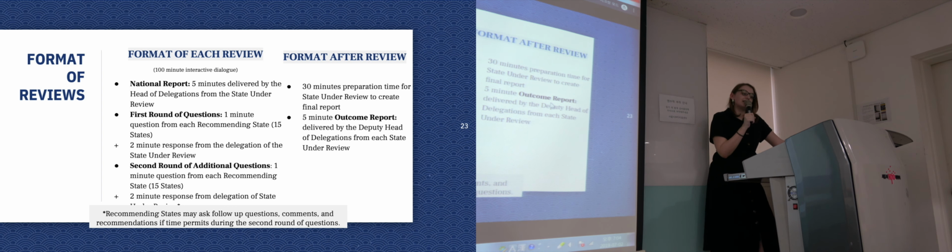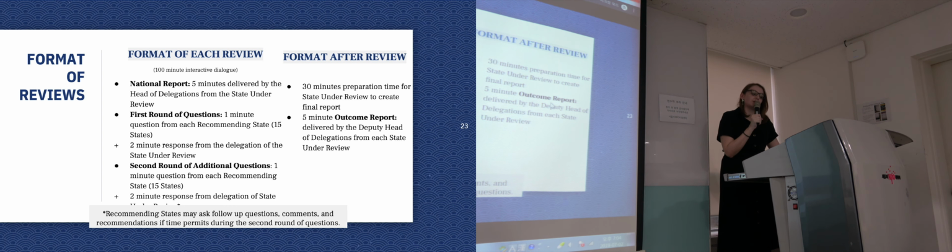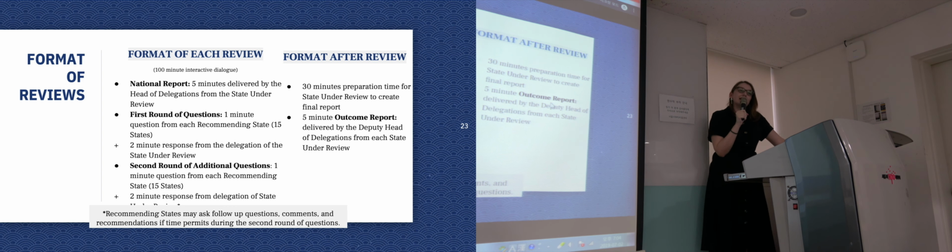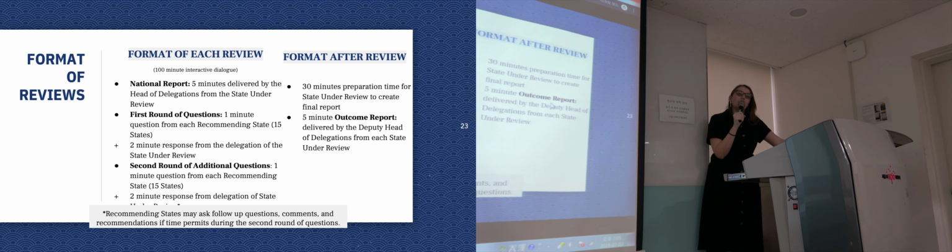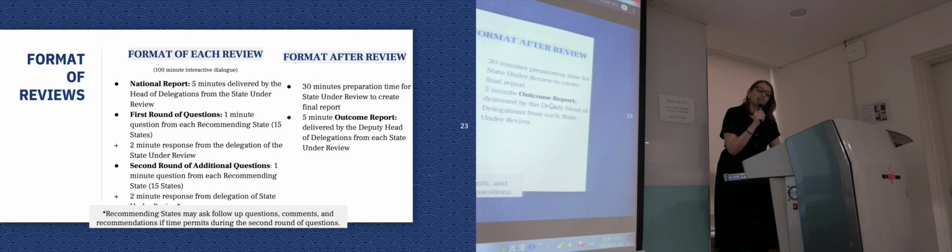We'll then move on to the second round of questions, where each recommending state will again present a 1-minute question, and there'll be a 2-minute response from the state under review, but the recommending states in this round are able to make follow-up questions if there is enough time. So then after the review has been concluded, we'll have 30 minutes for the state under review to amend their final report. And then we'll have the 5-minute outcome report presented by each deputy head of delegations from the state under review that day.